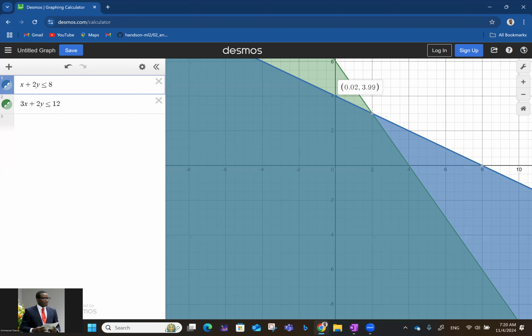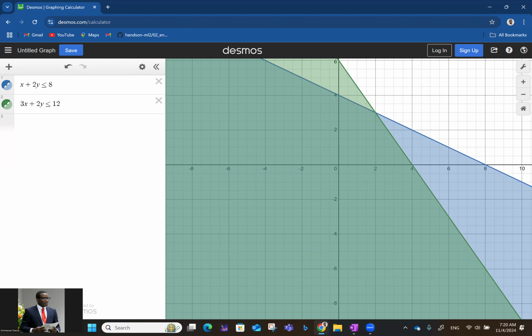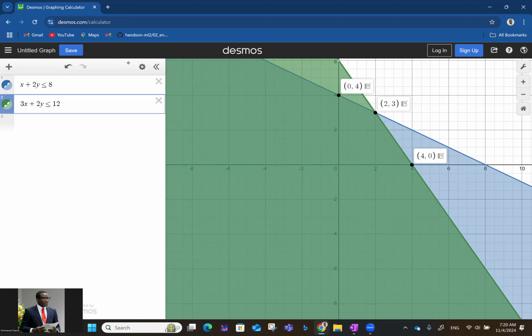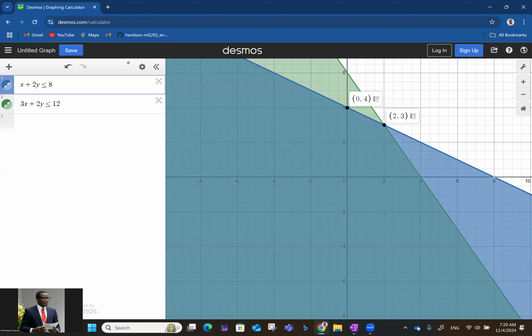If you point at it, that's 0.4. This is 2.3. And this is 4.0. Of course, this is the origin. So those are the 4 points I used: 0.4, 2.3, and 4.0, along with the origin. So you can see this is the region you are interested in. From there, with these 4 points, you can now substitute into the objective function like I did the other time, and you can get your result.